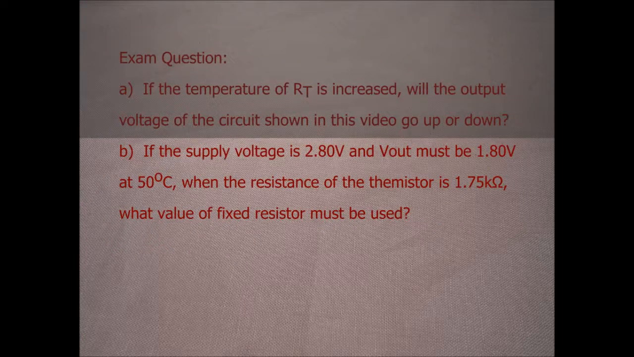Part B, we're given a load of data, the supply voltage 2.80 volts, an output voltage that we require 1.80 volts, and a thermistor resistance of 1.75 kiloohms. We're also given a temperature in the question, but that's actually a red herring. You don't need it here, although they might ask you to use it later on in a question. They usually never give you anything in an A-level paper that you're not going to use.